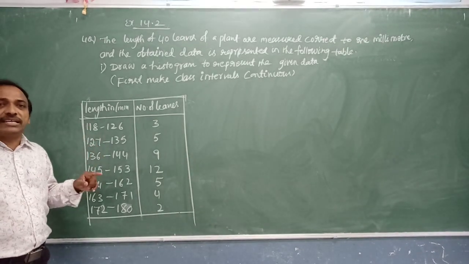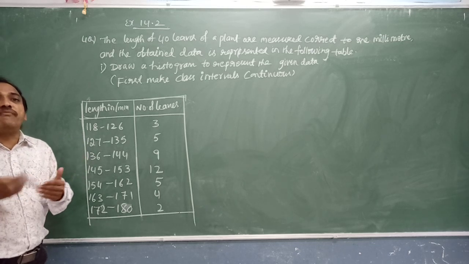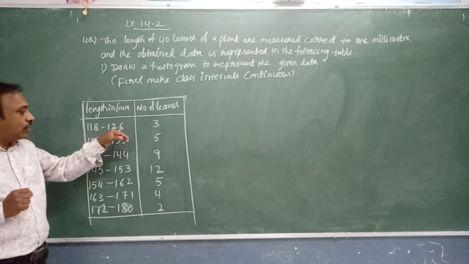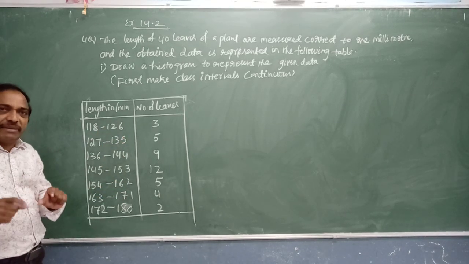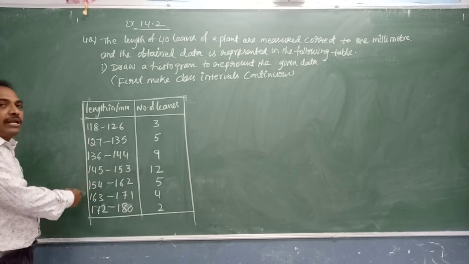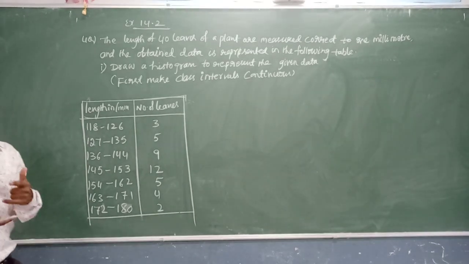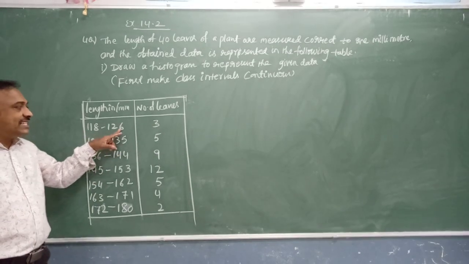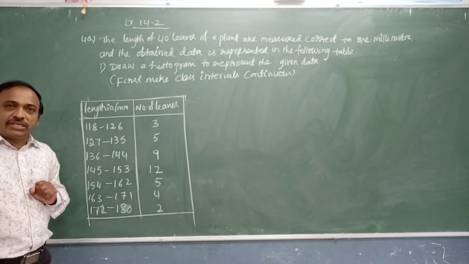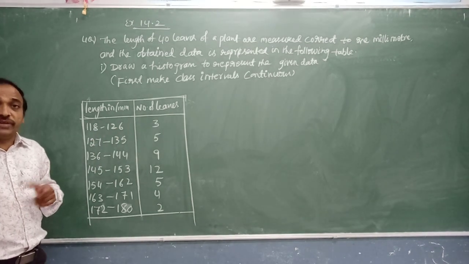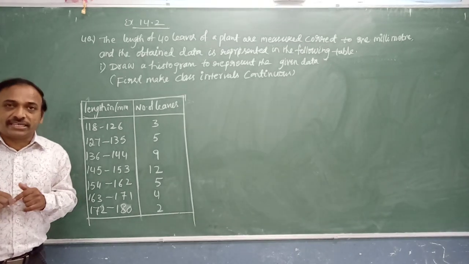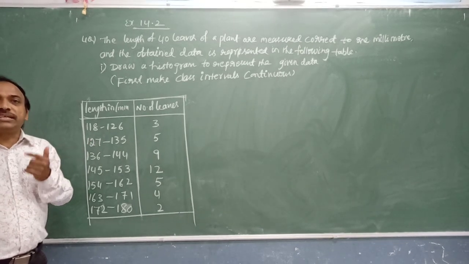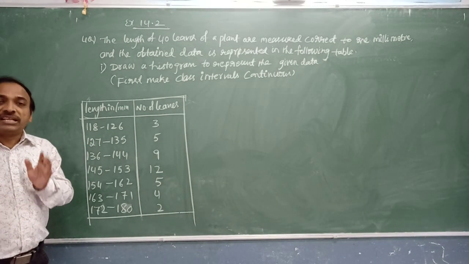We take half of that difference. Then that result will be added to all the upper limits and the same result will be subtracted from all the lower limits. Why do we need to convert? Suppose the length of a leaf is 126.5 or 126.1. If it is there, where do we enter it? We can't. That is the main reason it is necessary to convert the given data into continuous data.